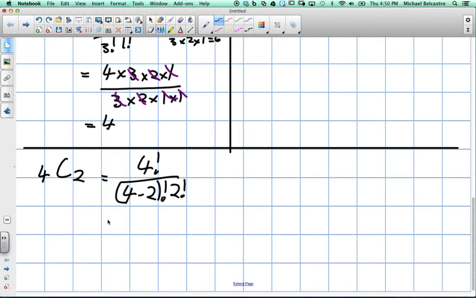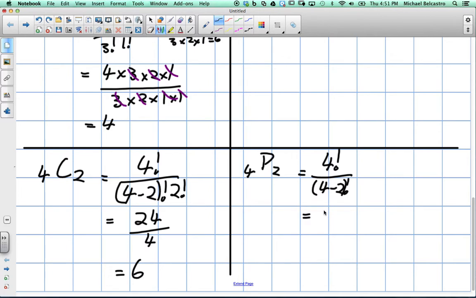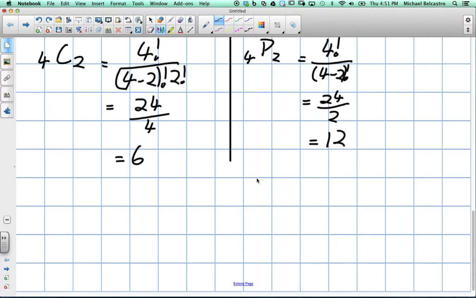This is going to be a little different. 4 factorial, 4 times 3 is 12, times 2 is 24, over 2 factorial, which is 2, and 2 factorial, which is 2 again, over 4. So 24 divided by 4 is 6, okay? And in our permutation, if you notice 4 permutation 2, we get 4 factorial over 4 subtract 2 factorial. Okay, and this becomes 24 over just the value of 2, which gives us 12. So we get way more permutations than combinations.